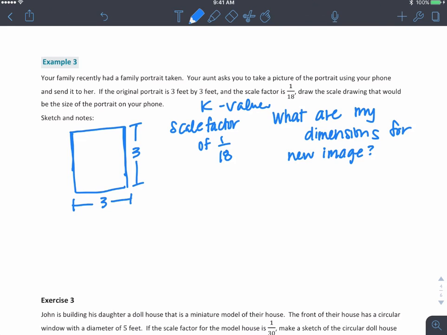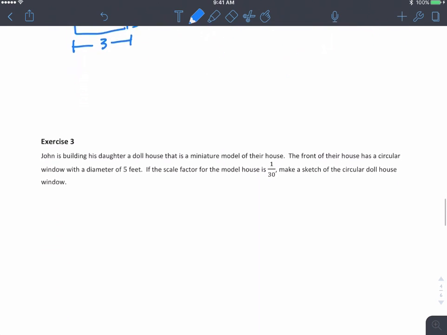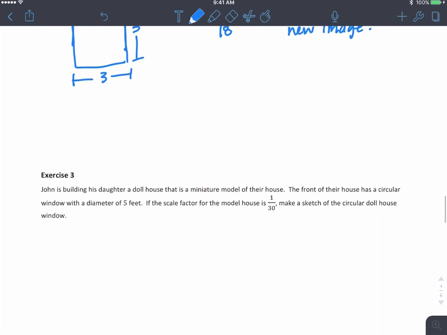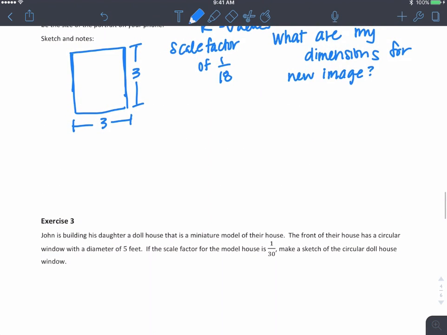I want you to do example 3, exercise 3, and exercise 3 in class. And then once you ask everyone some questions, get started on the problem set. Have fun.